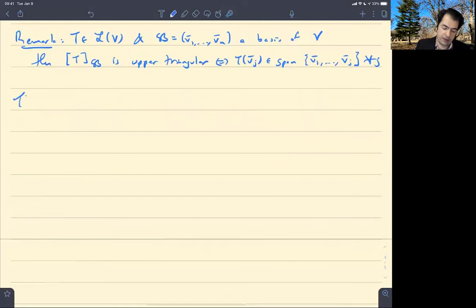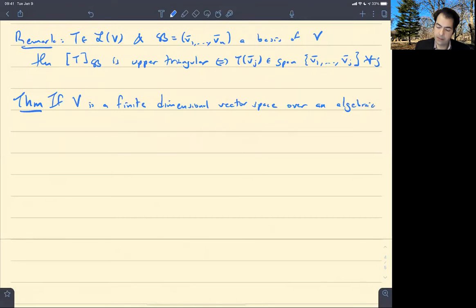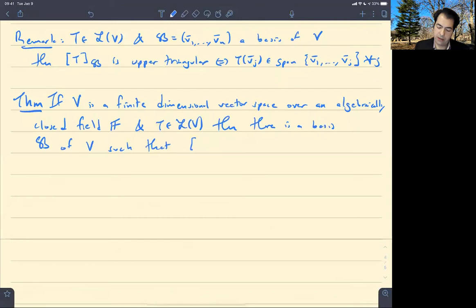Okay, now that we've noticed that, we can prove the theorem. If V is a finite dimensional vector space over an algebraically closed field, and you have any linear map T from that vector space to itself, then there is a basis of V such that the matrix associated to T in that basis is upper triangular.